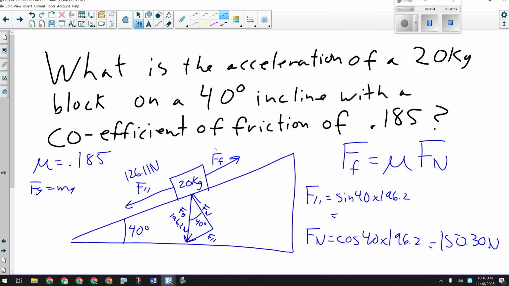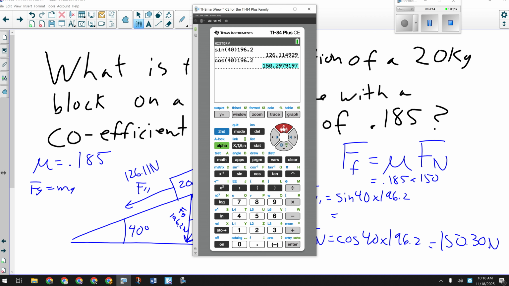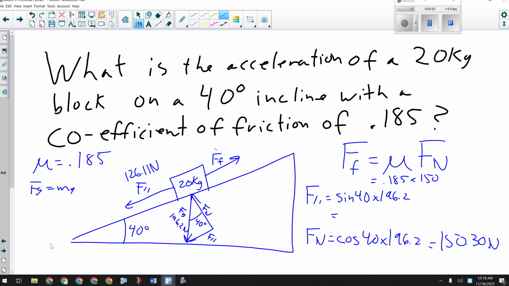Just plugging in numbers here, that's going to be 0.185 times the 150 that I calculated for the normal force. So I'll take that normal force and multiply it by 0.185. So there are 27.81 newtons of friction resisting the sliding of the box that's on the ramp.